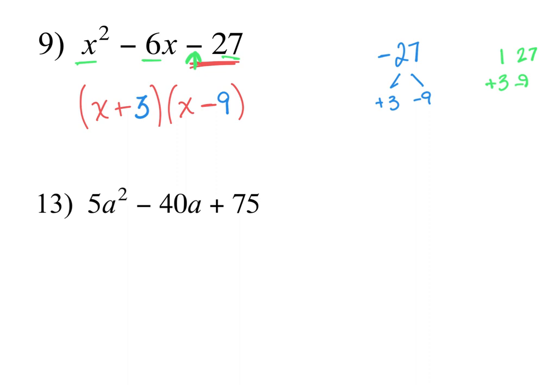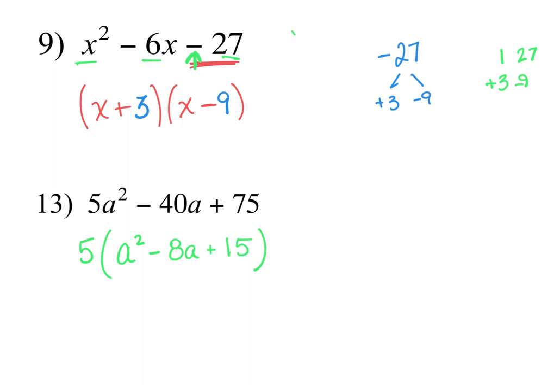Here, I have a 5, a 40, and a 75. I have a common factor. And so I can take that common factor out first. That's what I'm going to start with here. I'm going to start with the 5, and then I will have a squared minus 8a plus 15. So now that we've taken out our common factor, we're going to do exactly what we did on number 9. We have a positive 15.